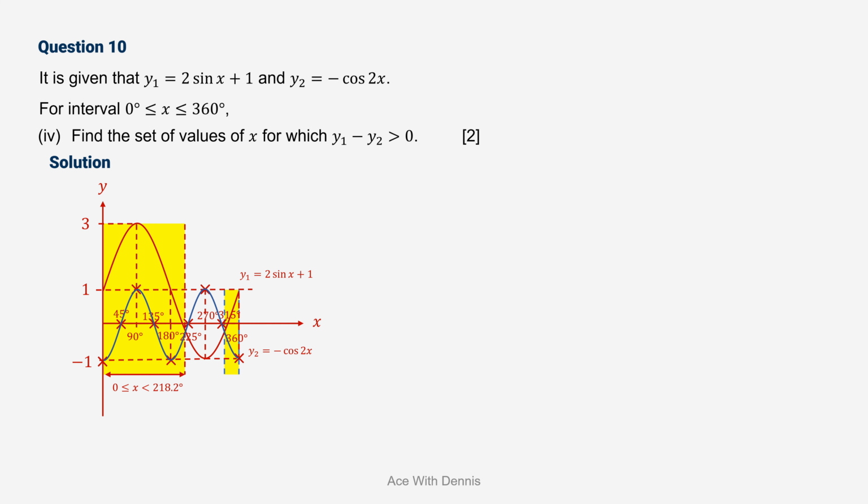Similarly, the second intersection point, we have found it, which is 321.8 degrees. Hence, the range for this region will be 321.8 degrees to 360 degrees, inclusive of 360 degrees. Therefore, the answer will be x from 0 to 218.2 degrees inclusive of 0, or 321.8 degrees to 360 degrees inclusive of 360 degrees.